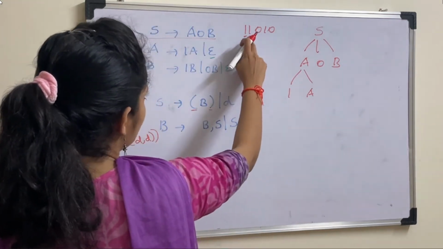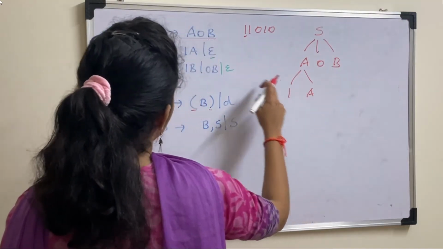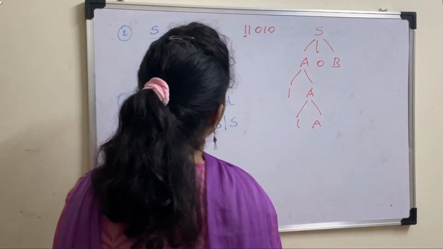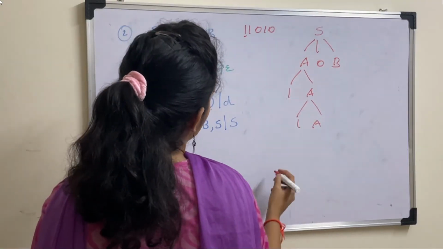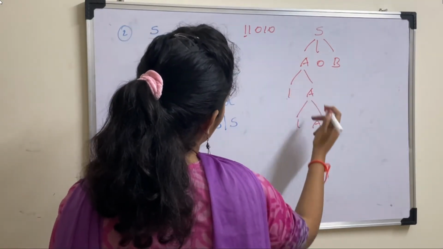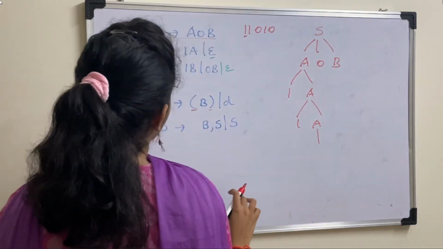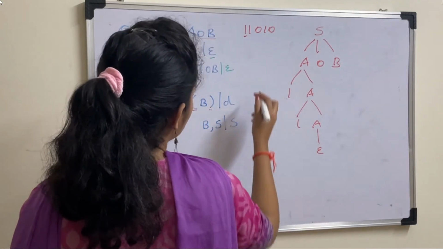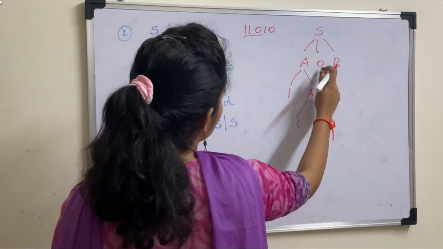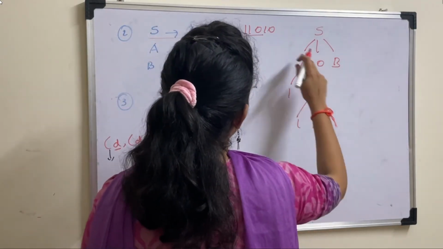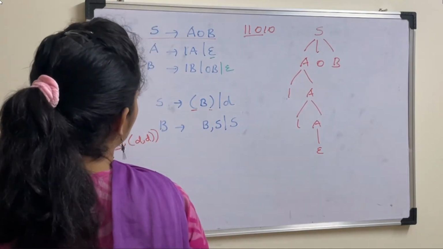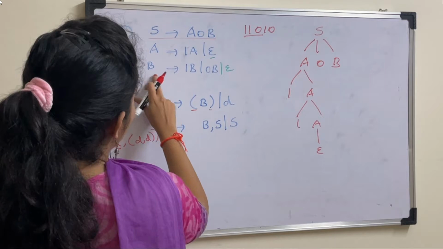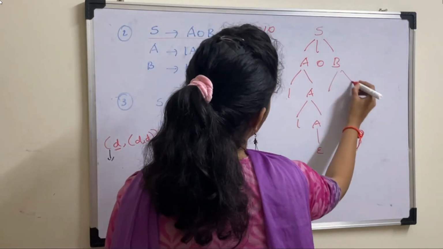Now again the next terminal should be 1, so you can substitute 1A in place of A. Now we got 1 1. The next symbol should be 0, so we can't substitute 1A again. You need to substitute epsilon. Now we got 1 1 0, and then this B should produce 1 0. So let us take this B derives 1B.